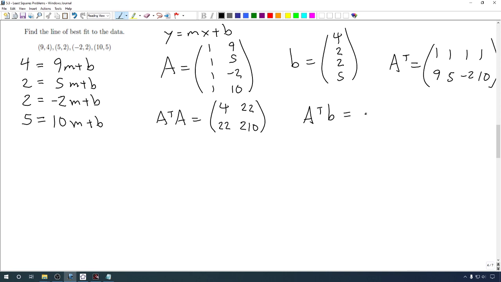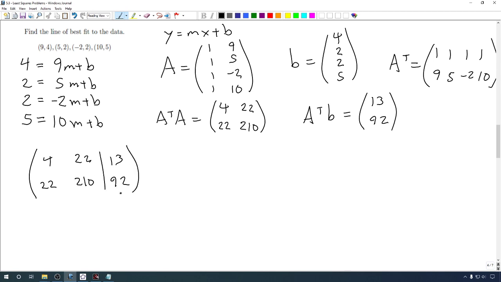Again, we take A transpose B. This is going to be a 2 by 1. And we're going to get 13 and 92. So we're trying to solve the augmented matrix: 4, 22, 13, 22, 210, 92. We'll introduce some fractions. Just going to divide this first row by 4. So we'll have 11 halves here and 13 fourths over here.